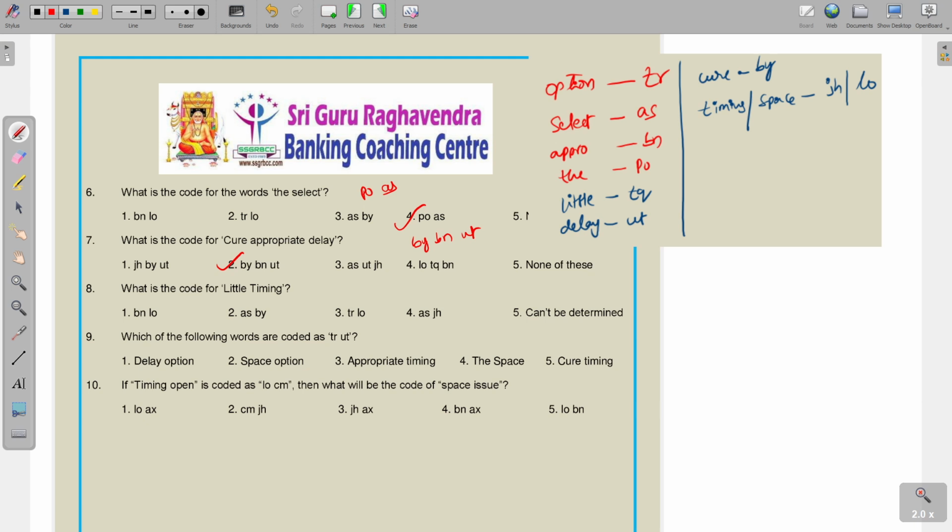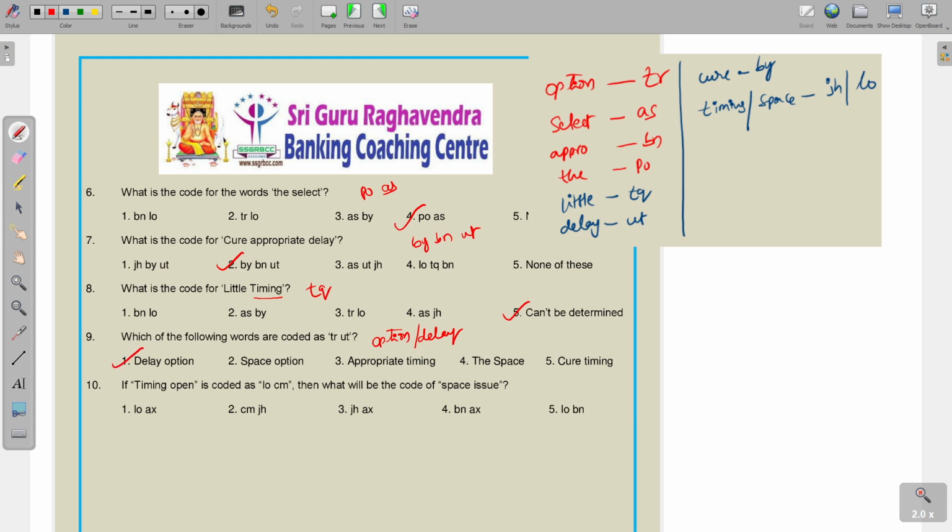What is the code for little timing? So little is coded as TQ, and timing is coded as either JH or LO, so it cannot be determined. Which of the following words are coded as TR and UT? TR is option, and next UT. So UT is delay. Option delay. So what is the answer? Option 1 is the answer.